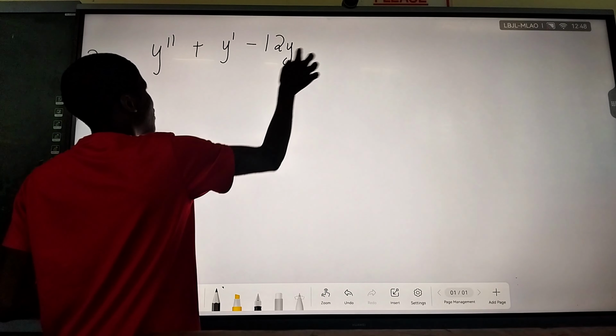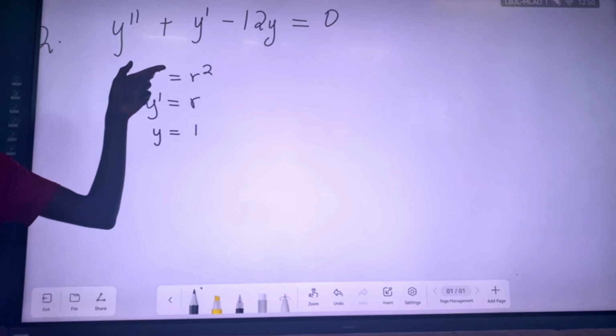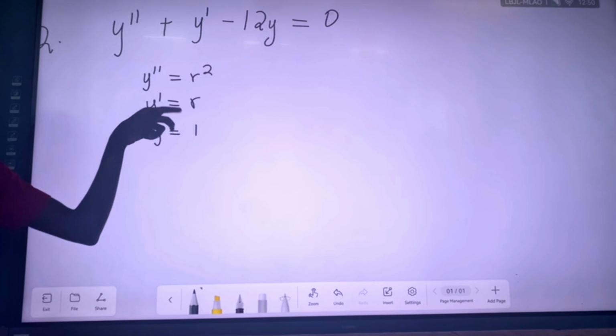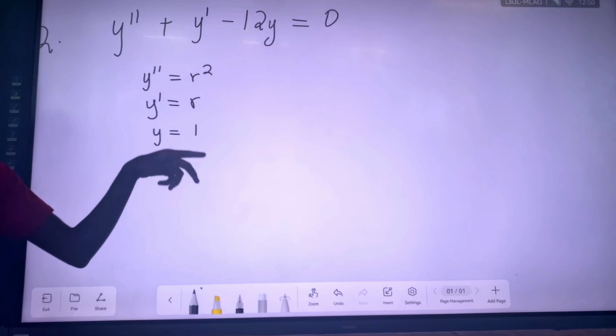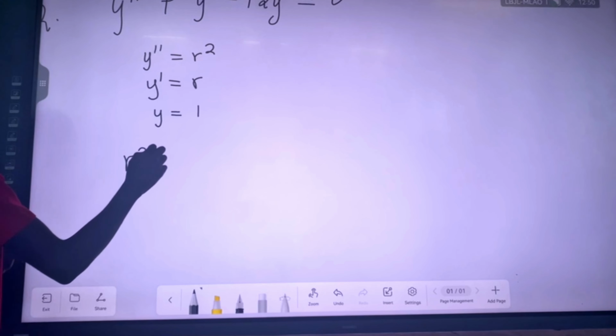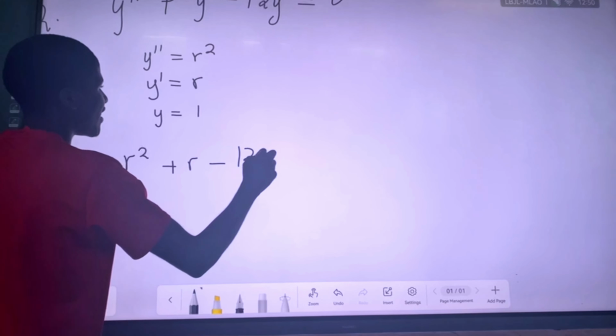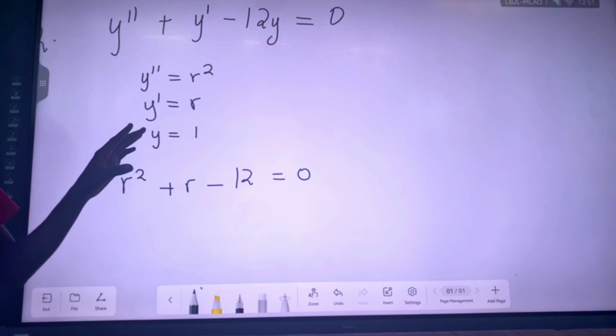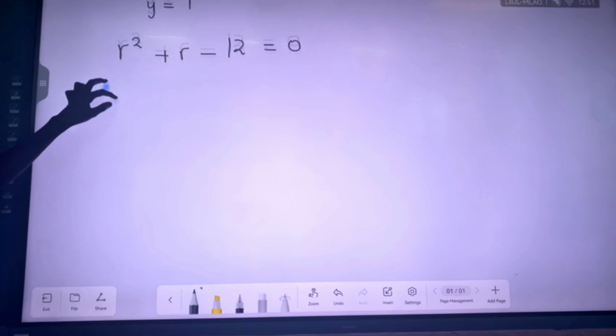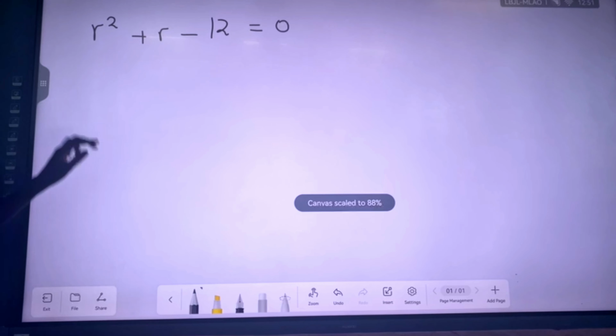Remember sithe thina second derivative is equivalent to r squared to characteristic equation angisho. First derivative is r, then uy is what? Is 1. So if we turn this into a characteristic equation, yozothini? R squared angisho plus bani plus r minus 12 angisho is equals to 0. So we have formed the characteristic equation. Sayibona ngisho. And then from a characteristic equation here, we have to try and see the nature of roots angisho.